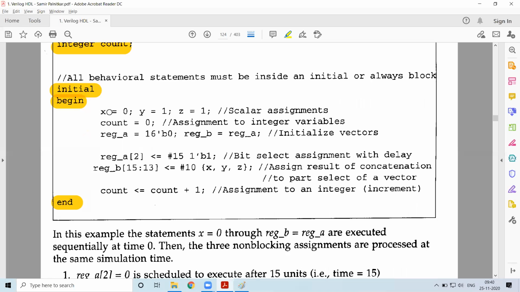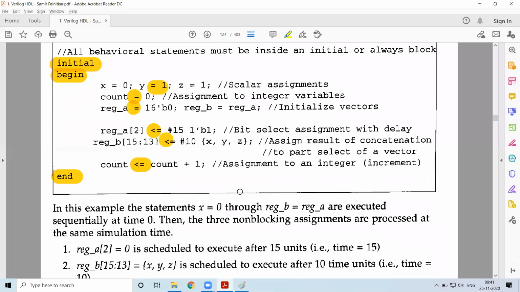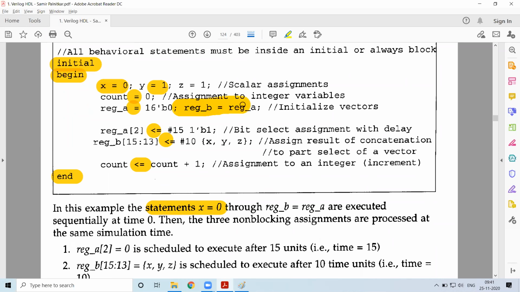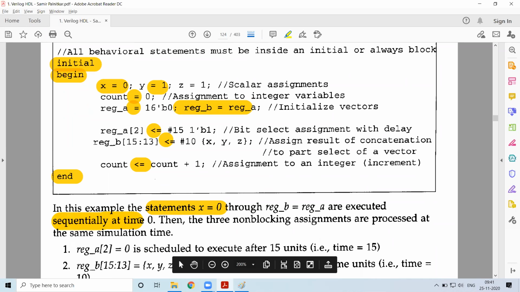Now here we can see the same example, x is equal to 0 to this point is specified. Then you are using a non-blocking assignment. Here we are using a blocking assignment operator. And here you can see three non-blocking assignments are present. What happens in this case? Let us look at the timing details. The statements from x is equal to 0, from this point to this point, are executed sequentially when time unit is equal to 0.